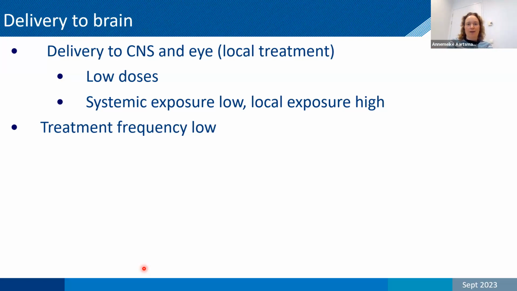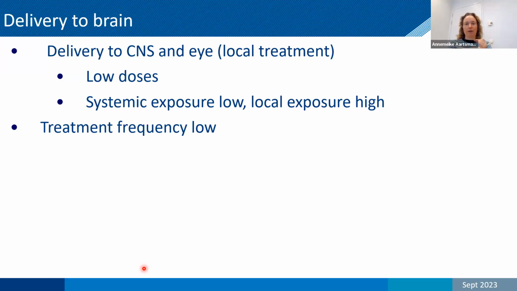So how do we then reach the brain or the eye? We can do that with local treatment. And local treatment for the eye means injection into the eye. For the brain means injection into the spinal cord fluid, so intrathecally. And of course, that is very invasive. If you would have to do that every week, that would not work. However, you don't have to do it every week.